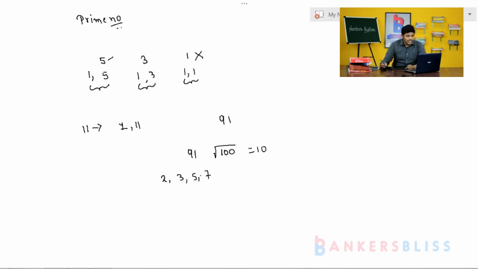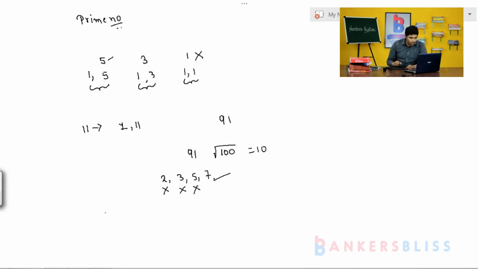Check. Can 2 divide 91? No, therefore it cannot divide 91. 3 also cannot divide 91. 5 cannot divide 91. How about 7? Yes, 7 can divide 91. 7 13s are 91. Therefore, 91 is divisible by 7, so 91 is not a prime number.